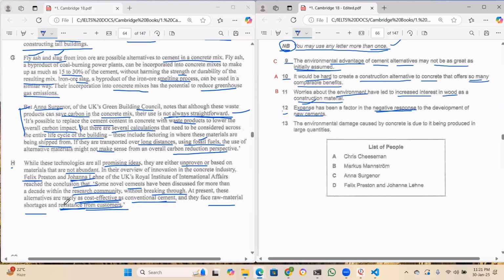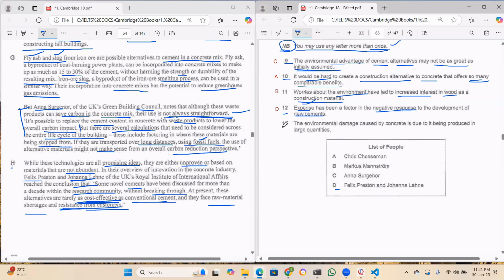Expense has been a factor. Expense means this one: at present, these alternatives are rarely as cost effective as the cement. Cost effective means expense, in the development of new cements. Who said this? Felix and Johanna. What is the number? D is the alphabet. So yes, D should be our answer, right?